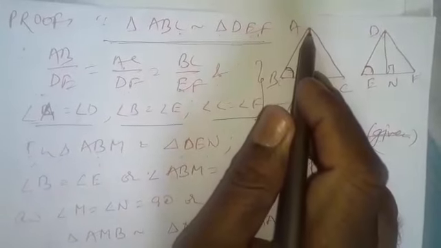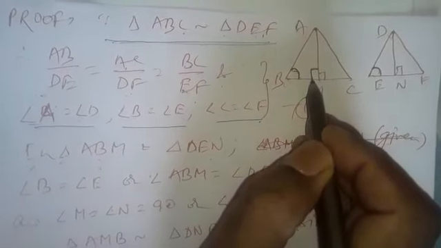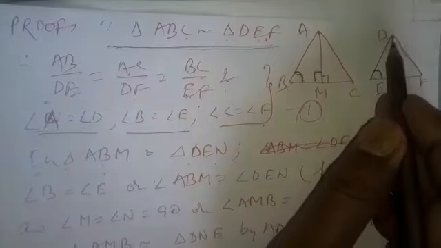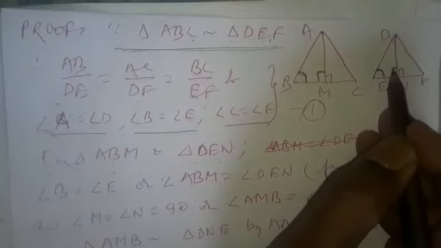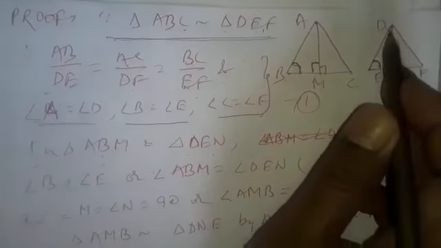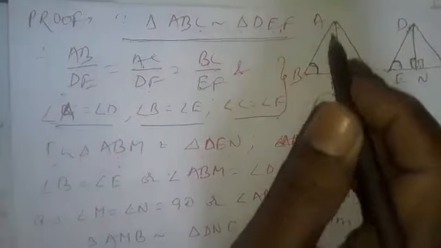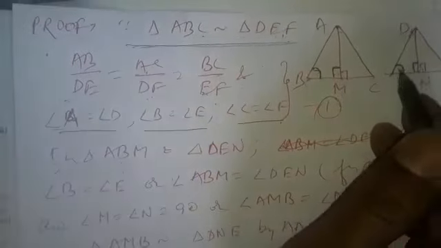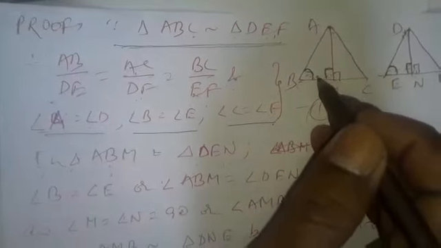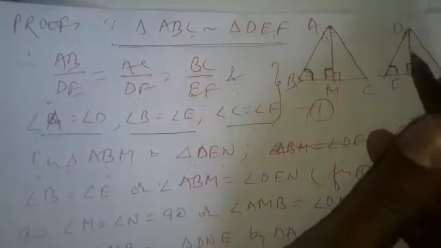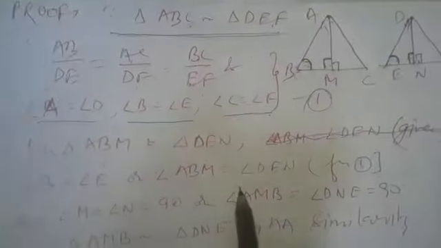And by construction we have obtained that AM is perpendicular to BC, so this angle is equal to 90 degrees. Similarly, DN is perpendicular to EF, so this angle will also be equal to 90 degrees. Now what do we observe in these two triangles? We observe that two angles of two different triangles are correspondingly equal. So we can say that these two triangles are similar to each other by AA similarity. That we have proved over here.